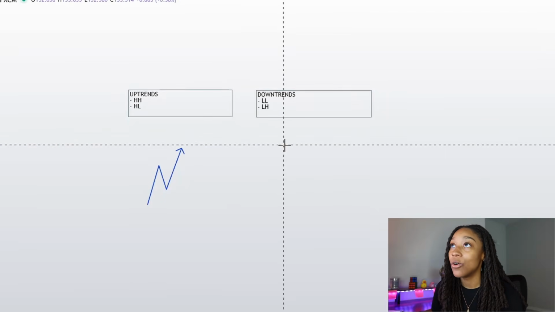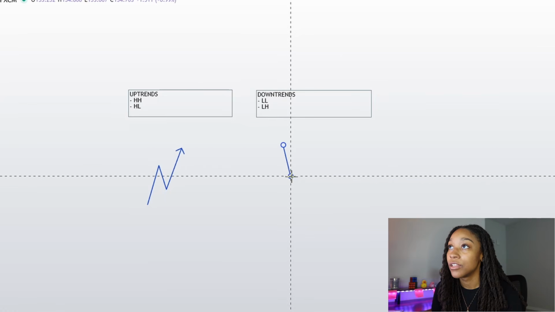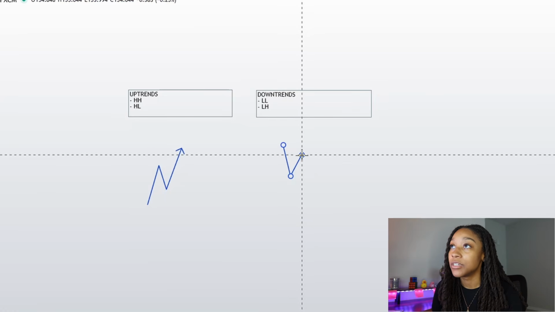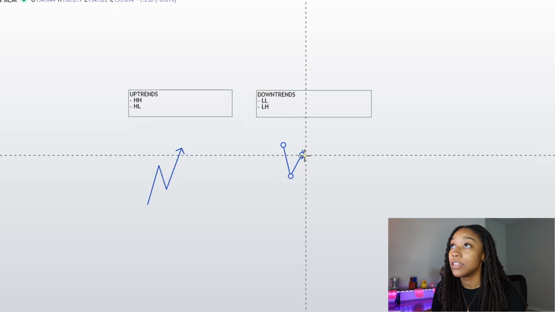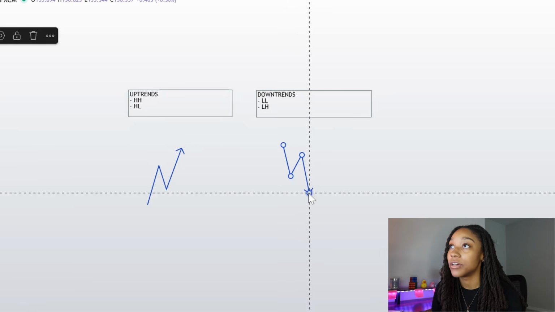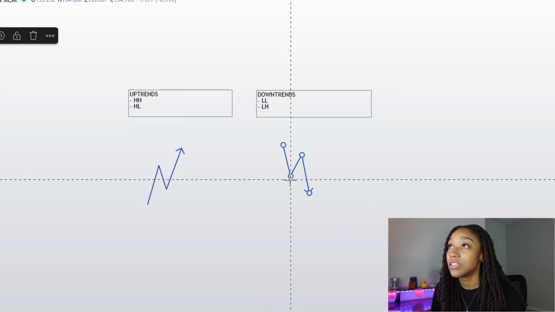That's it. Nothing else. Only higher highs and higher lows. Downtrends, we go down. We only have lower highs, because this high is lower than this previous high, and then a lower low, because this low is lower than this low. So downtrends only have lower lows and lower highs. I need y'all to understand that. That's all it can have. It's just lower lows and lower highs.